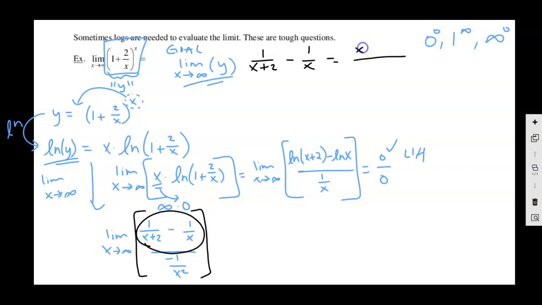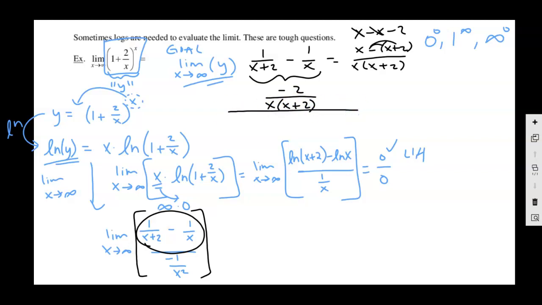So here we go. Cross multiply to get the top, multiply across to get the bottom. This negative would distribute. Ooh, that was really bad. Come on, Steve. That negative would distribute. So I have x minus 2. The x's will cancel. So all of this stuff, when you combine it, will end up just being negative 2 over x plus 2. Okay, so that's what all that stuff in the circle is. And then I have divided by negative 1 over x squared.